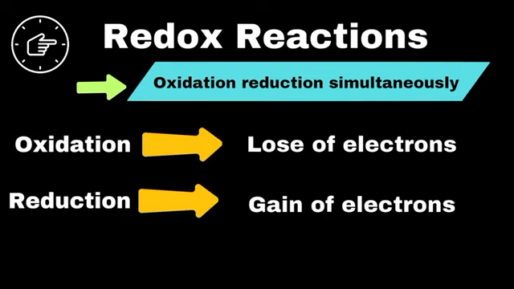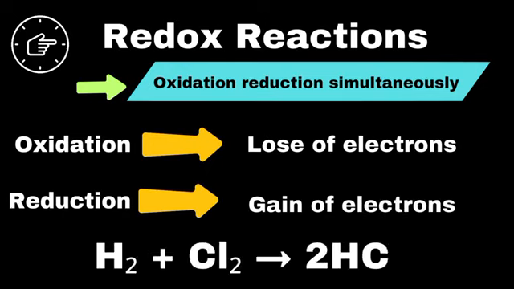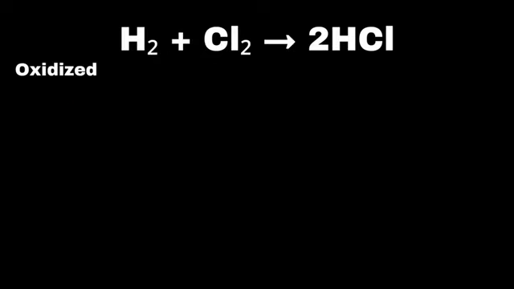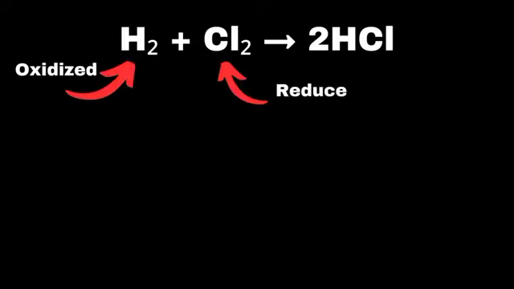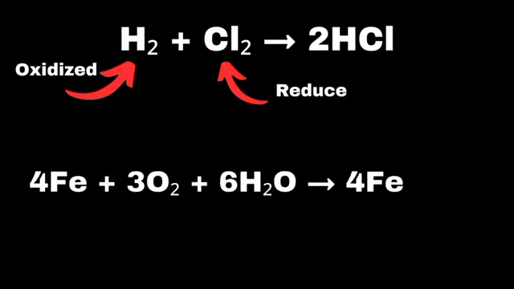For example, in the reaction between hydrogen and chlorine to form hydrogen chloride, hydrogen is oxidized because it gains oxygen, and chlorine is reduced because it gains electrons. Another common example is the rusting of iron, where iron is oxidized to form iron hydroxide.